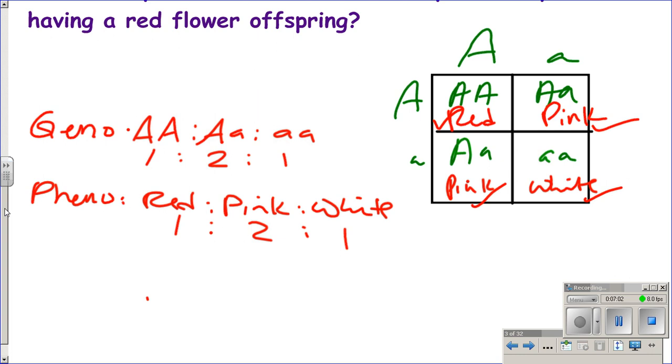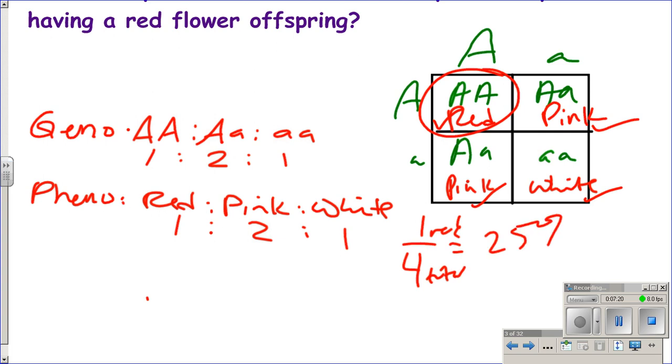What's the percentage chance of having a red baby flower? Percentage. Right, because I only have one red, so 1 of 4 flowers. So 1 red out of 4 total is 25%. Thumbs up if you get this.